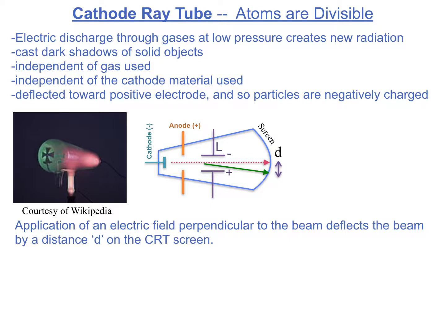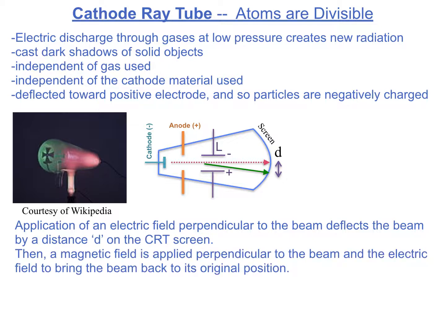So the particles travel through the second applied electric field of length L, and then they are displaced by the distance d on the screen. This can be visualized, and they are displaced towards the positive electrode. Therefore, they must be negatively charged. And then a magnetic field is applied to test the effect of the magnetic field on these particles.